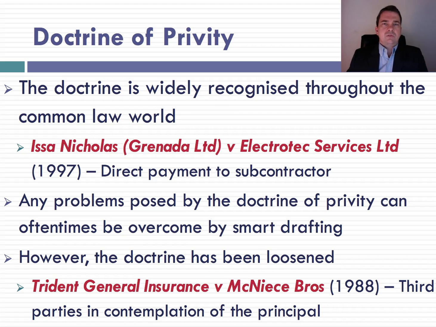Now, this may sound very problematic. However, as we've seen, obviously, tort has filled the gap through the neighbour principle, but there are also other ways of avoiding the impact of the doctrine of privity. For instance, where the case of ISA Nicholas, as an example, is concerned, what could be done is that the contracts could state, for instance, that the contract between ISA Nicholas and the contractor could have stated that subcontractors, in case they weren't paid by the contractor, would be paid by ISA Nicholas.